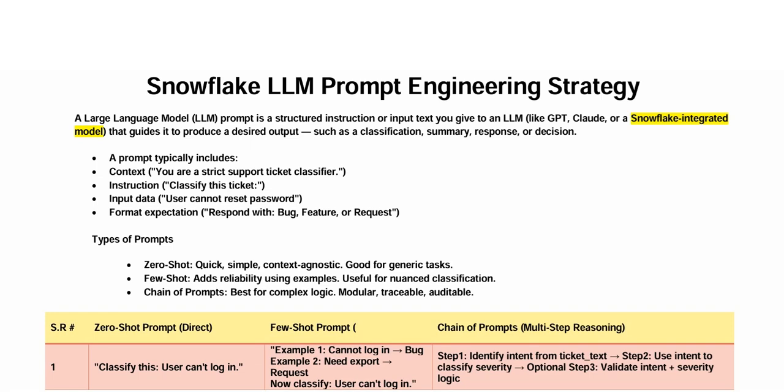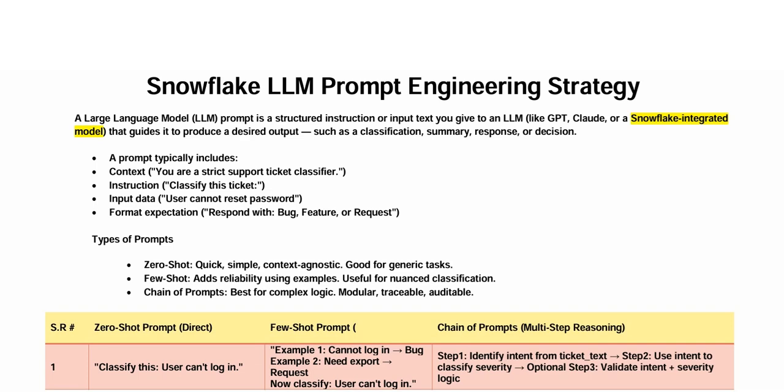Exactly. And a typical prompt isn't just a simple sentence. It usually has several key parts. Ah, okay. What are those? So first, there's the context. This sets the stage. It tells the LLM what role to play or what scenario it's in. Something like, you are a strict support ticket classifier. Got it. Sets the persona. Precisely. Then you give it the direct instruction, like classify this ticket.